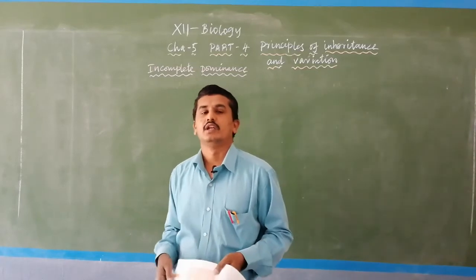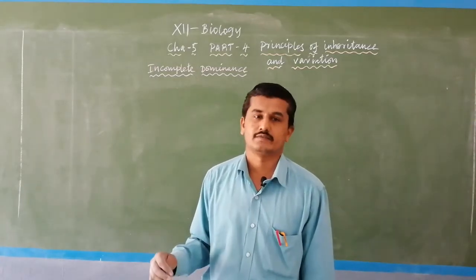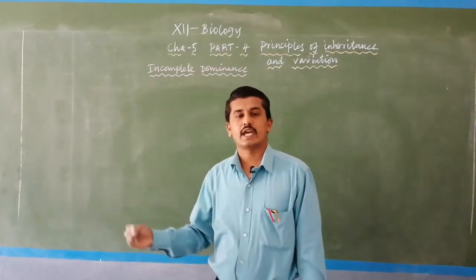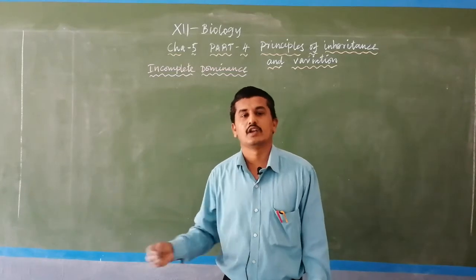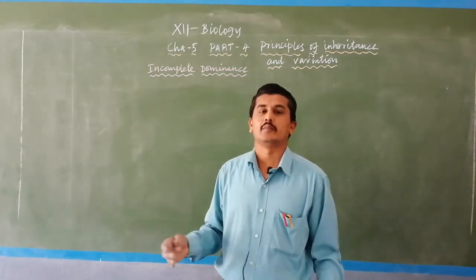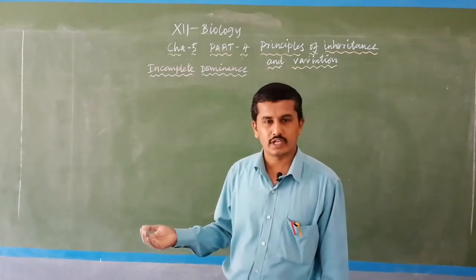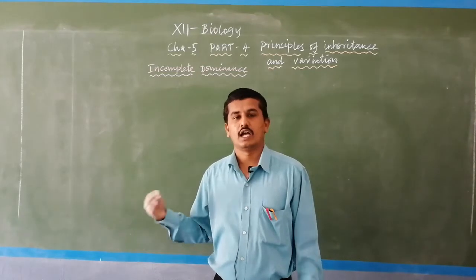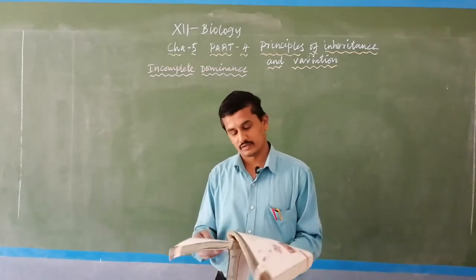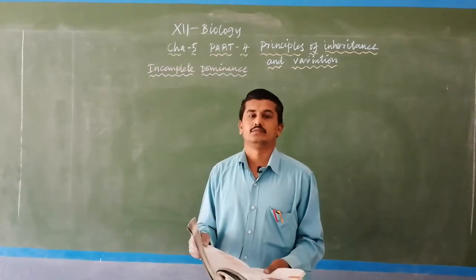For example, we cross tall pea plant with the dwarf pea plant. Which character is expressed in F1 generation? It is tallness. So, tallness is dominant. So, which character is not expressed in F1 generation? Dwarfness. So, dwarf is recessive and the tall is dominant. Listen, why are some alleles dominant and some other recessive?